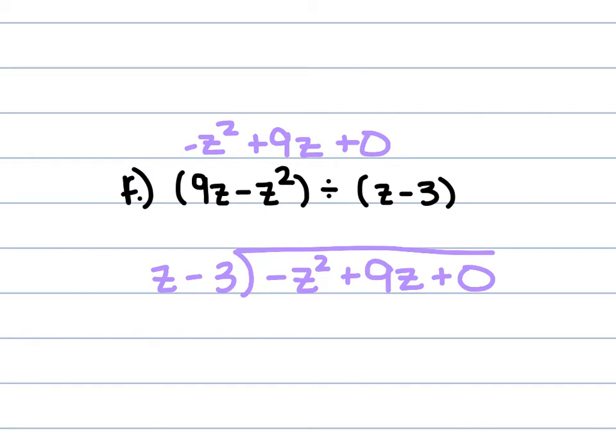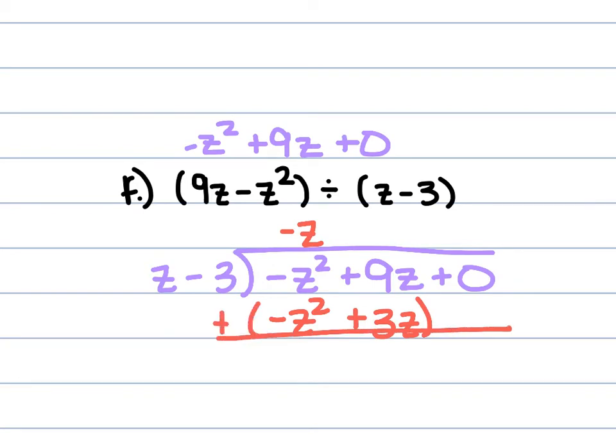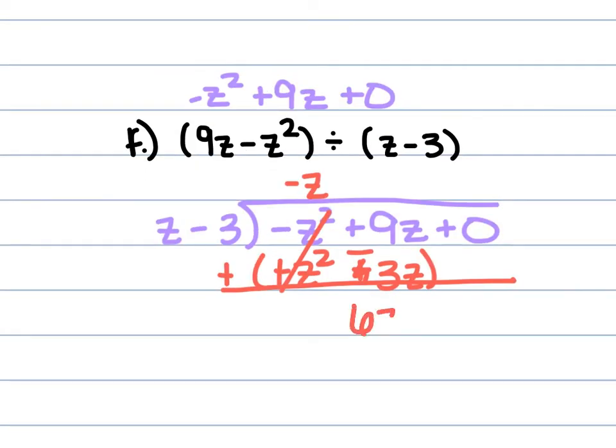So what times z is negative z squared? Negative z. So that's negative z squared. Multiply it by the negative 3 as well. It's going to give us a positive, or sorry, a positive 3z. Subtract these two. These are going to cancel. That 3 is going to become subtraction. 9z minus 3z is 6z.